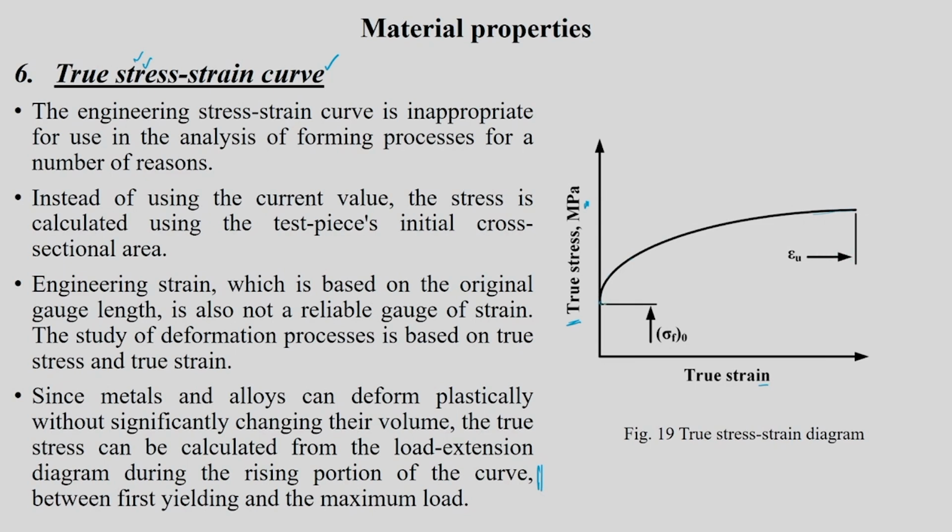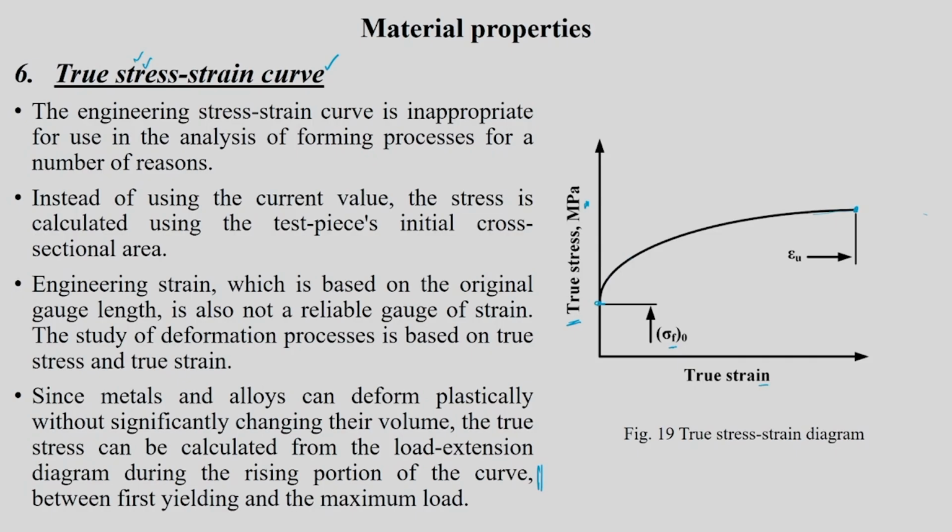And this part is your sigma f naught, which is nothing but yield strength, and this is the uniform elongation. We have drawn up to that only. Of course, true stress data can be obtained beyond that also. But this curve is drawn only up to your uniform elongation, that is up to UTS. So, the yield strength to UTS part, you are converting into true stress strain data.